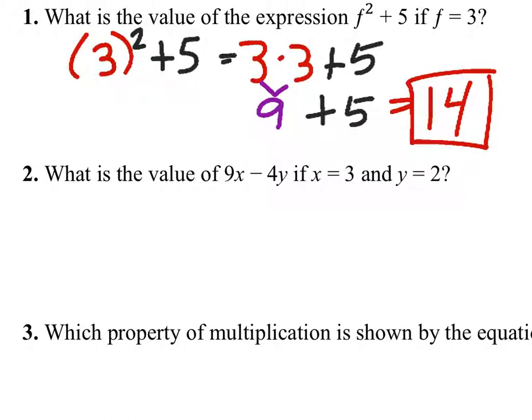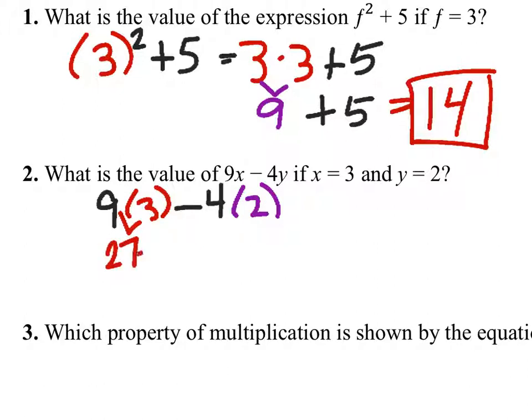All right, we've seen some like this one as well, number 2. And I've got 9x, but x is 3, minus 4y, and y is 2. So 9 times 3, bam, 27. 4 times 2 is 8. So 27 minus 8, bam, 19.